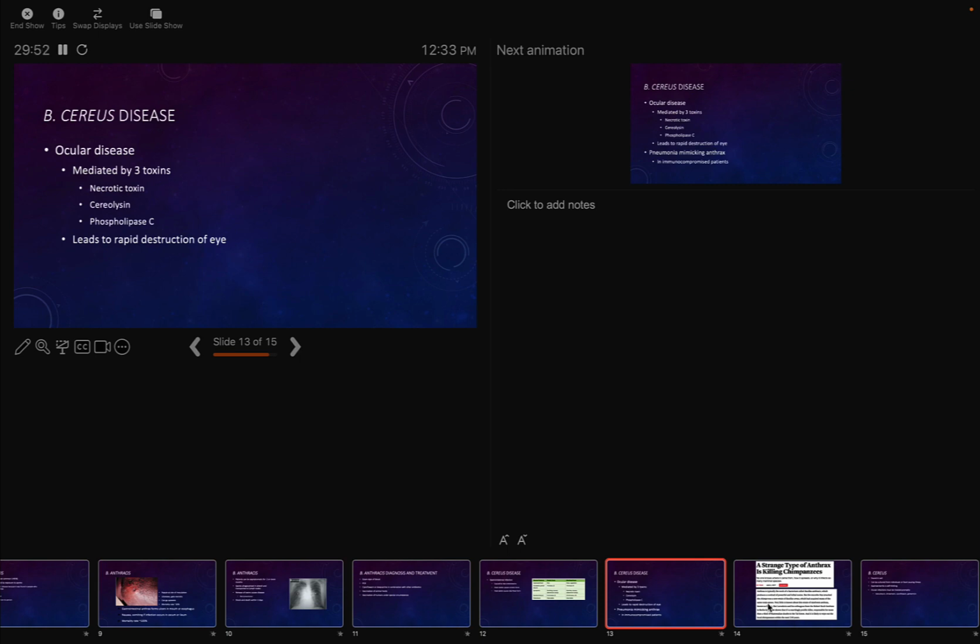You have a necrotic toxin, which causes tissue death, right? Cell death. You have a cereolysin. Anytime it says lysin, it can lyse different host cells. And a phospholipase C, which also can break down the phospholipid bilayer of the cell. So it basically produces 3 toxins that are trying to break down your cells in different ways. And this can lead to rapid destruction of the eye.